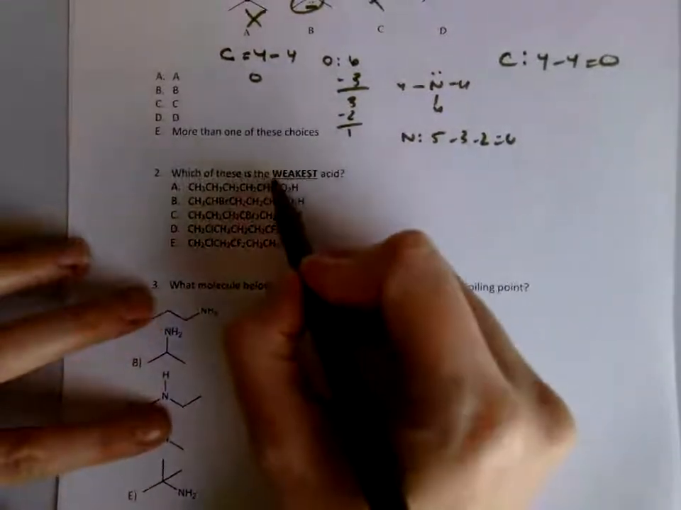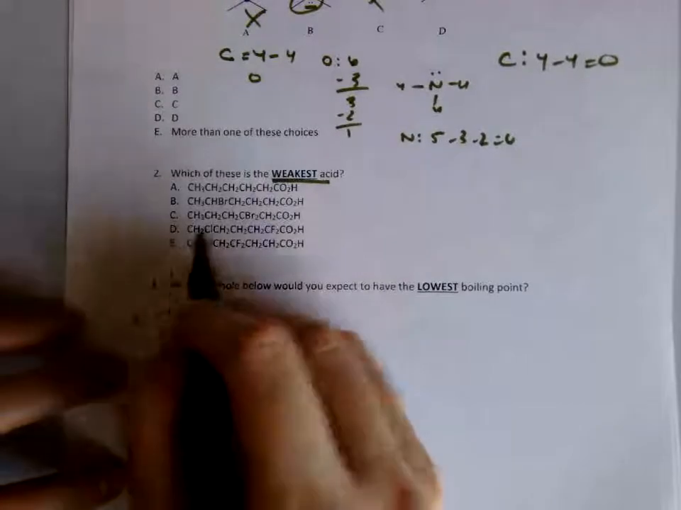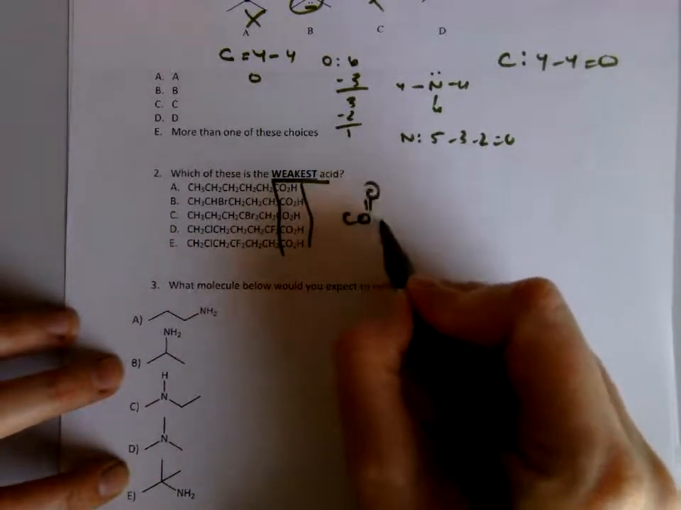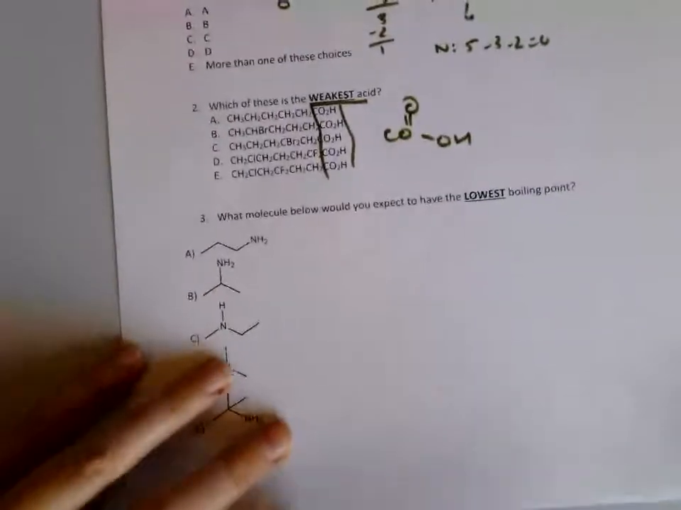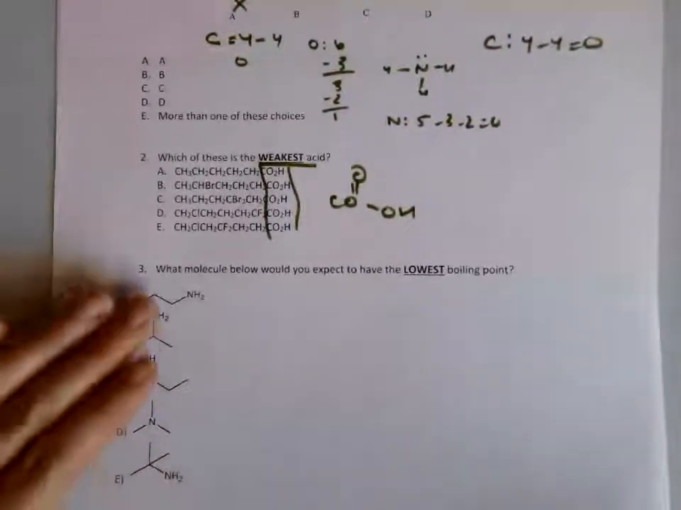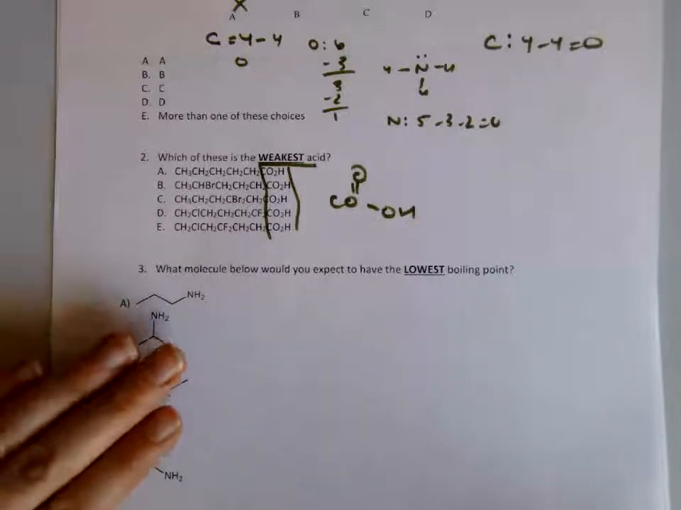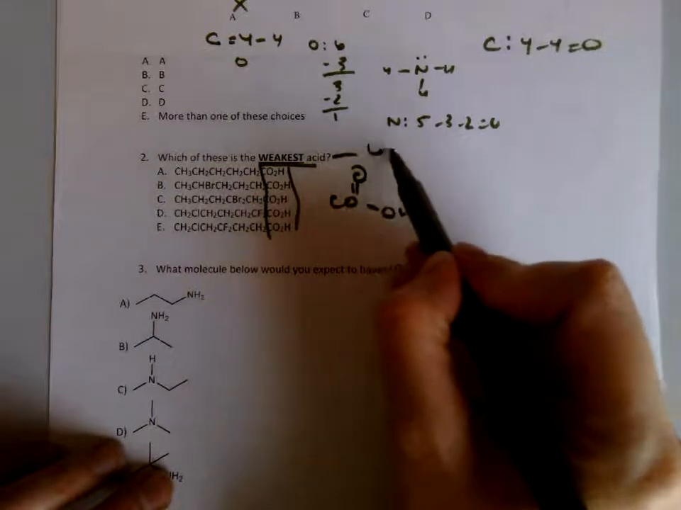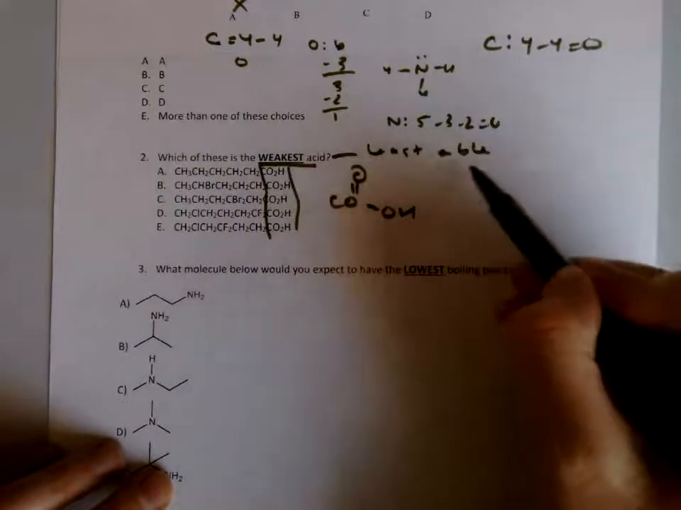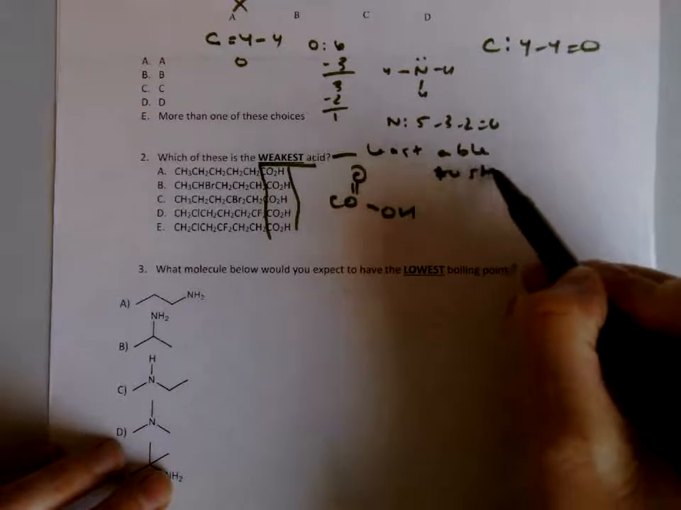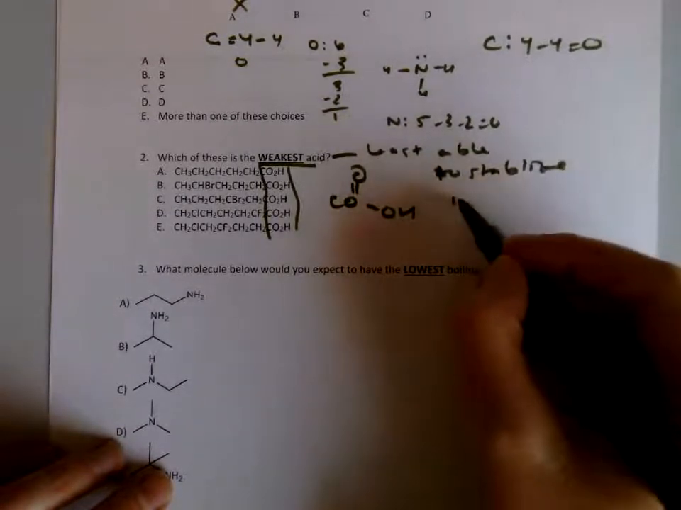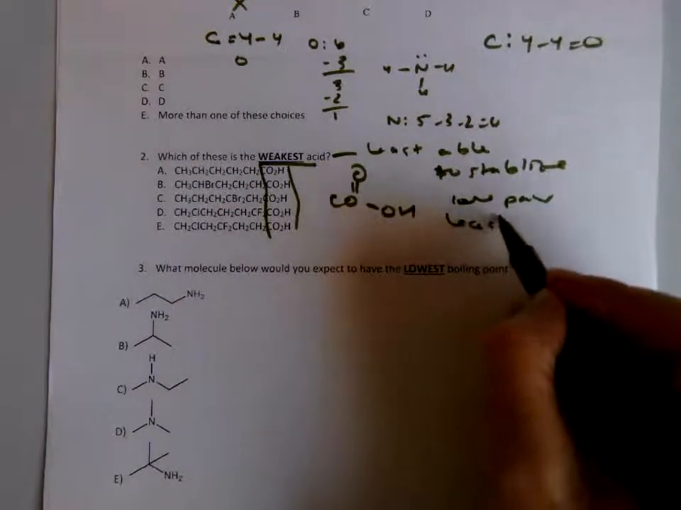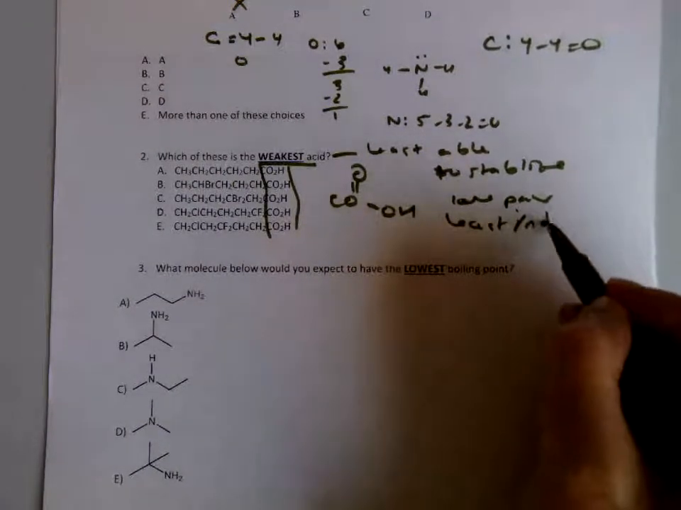Okay, which one of these is the weakest acid? In all of these, the functional group is the same, COOH, which is a carboxylic acid. So we're going to look for either a resonance or inductive effect to tell the difference between them. The weakest acid will be the one that is least able to stabilize the lone pair that's left behind, so that would be the one with the least inductive or resonance effect.